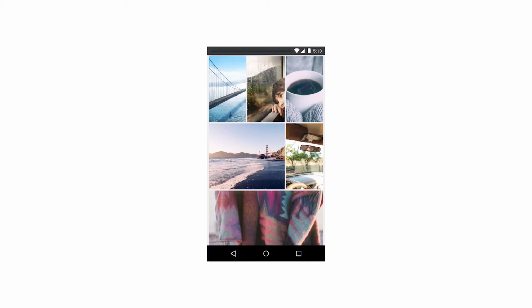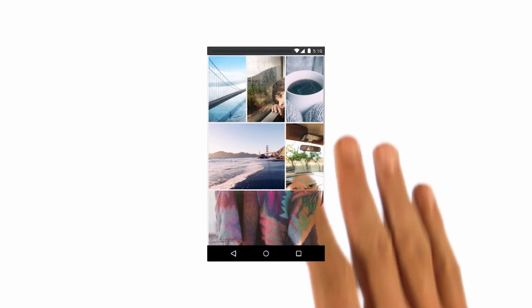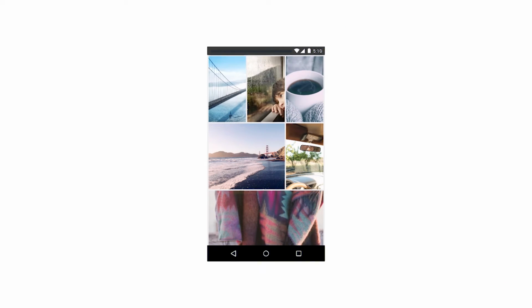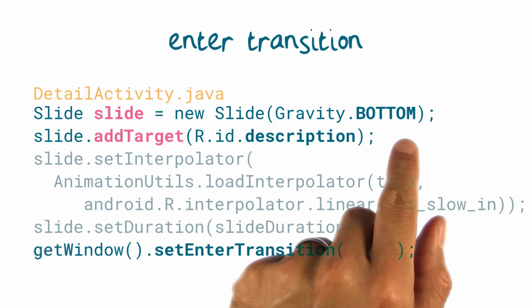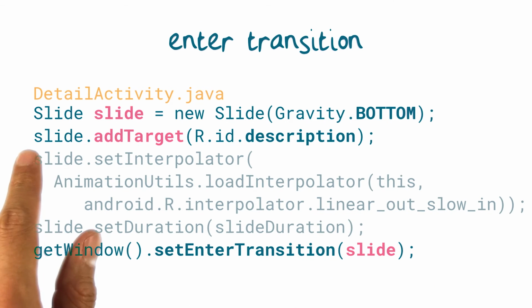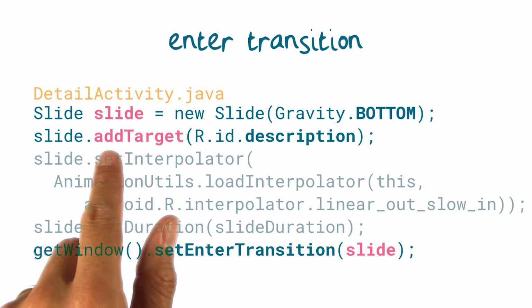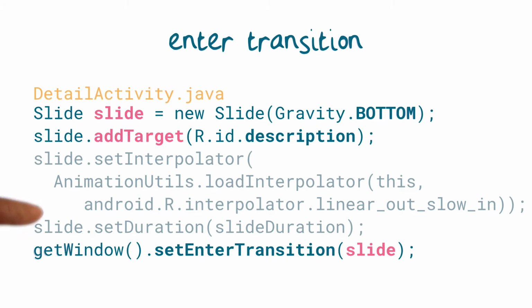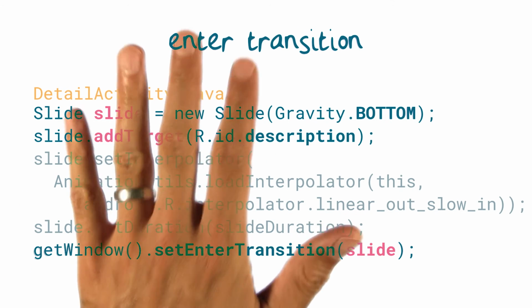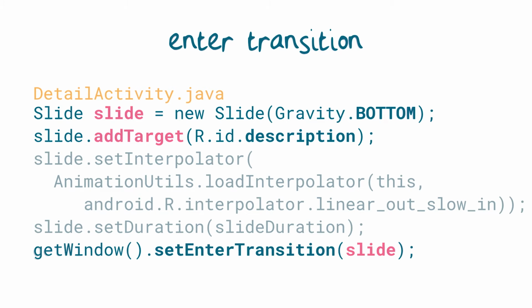Let's add another transition to the content on the detail screen as it comes in. Let's slide the text into place from the bottom. This time we'll create the transition from code. In the detail activity, we instantiate a new slide transition object, and in the constructor we tell it to enter from the bottom edge. We then set which views it's acting on using this add target call, passing in the ID of the view. We'll also set the duration and an interpolator to quickly ease the view into place. More on these concepts soon. Finally, we call set enter transition on the window.